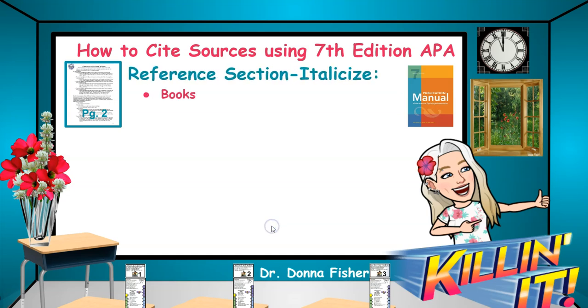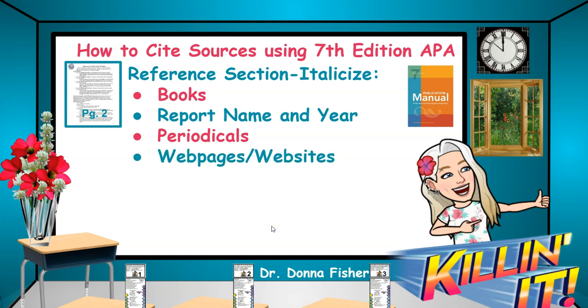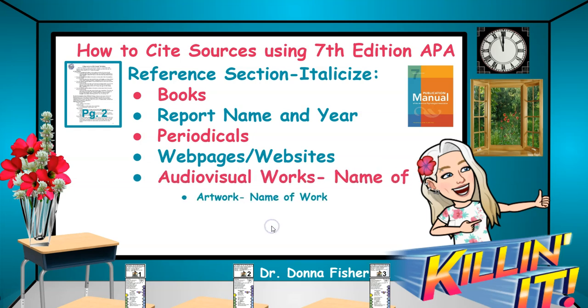So we're going to continue with it. For books, reports, so what do you italicize? For reports, italicize the report name. For books, italicize the title. For periodicals, italicize the name of the periodical and the journal all the way up to the volume number, but not the issue. For web pages, websites, italicize the web page. For audiovisual works, you italicize the name of the work, and for artwork, you italicize the title of the work and use sentence case capitalization only for the first word, proper nouns, and the first word after a colon.